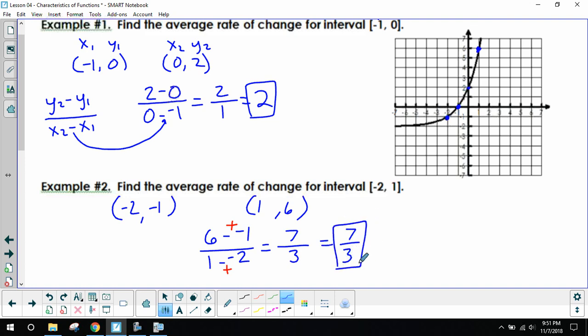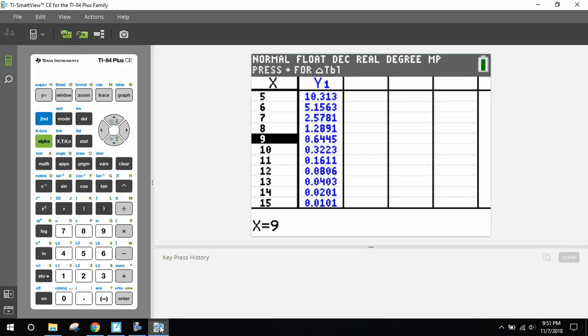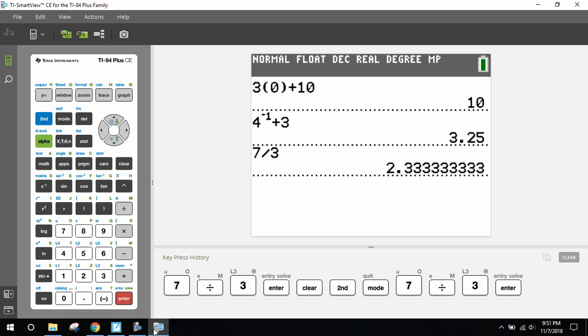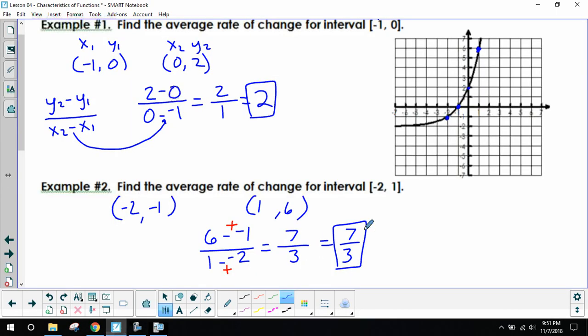And if you want to write that as a decimal, well, just plug in your calculator. 7 divided by 3 is going to be, well, I got to get out of this, don't I? Here we go. 7 divided by 3, 2.3. So I'll go back to my slides here. 2.3. Alright, let's keep going.